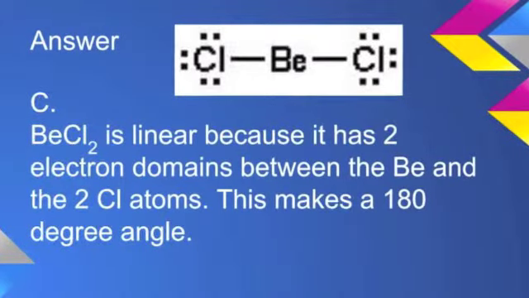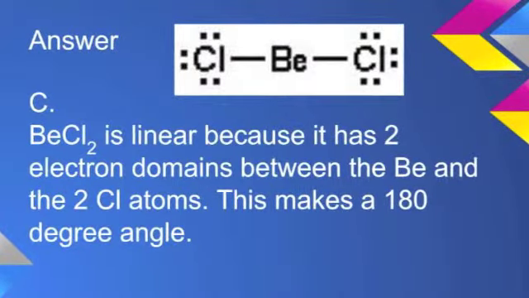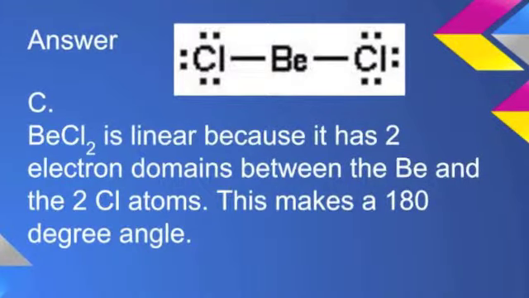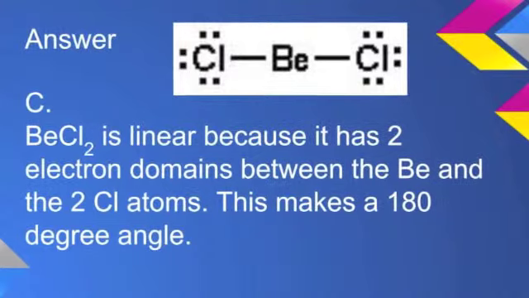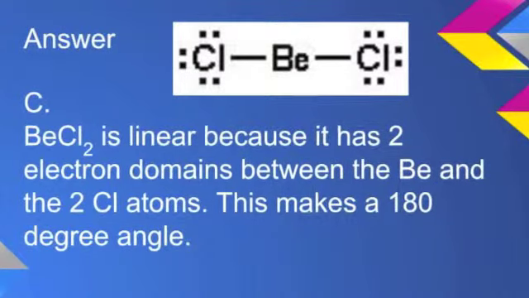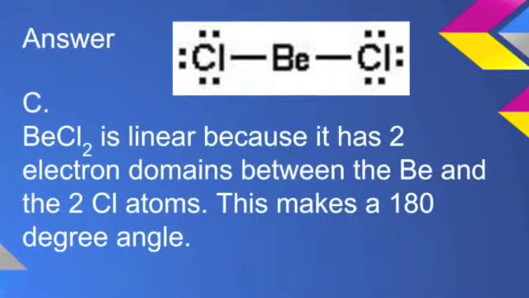Beryllium chloride is linear because it has two electron domains between the beryllium and the two chlorine atoms, which repel each other. As a result, they are going to be as far away from one another as possible, on opposite sides of the central atom, making a 180-degree angle.